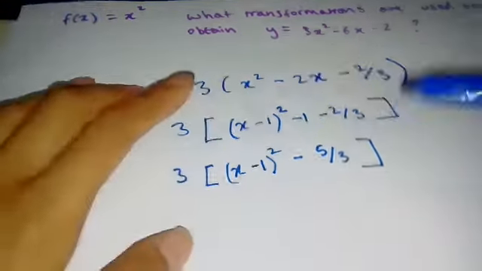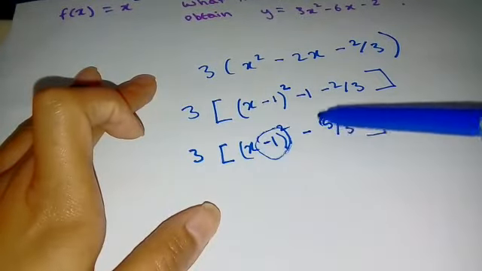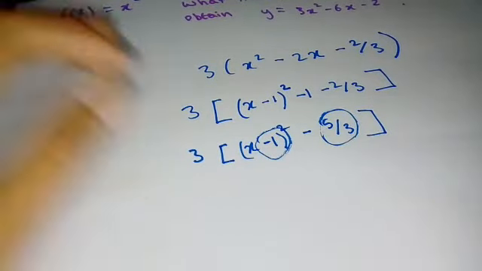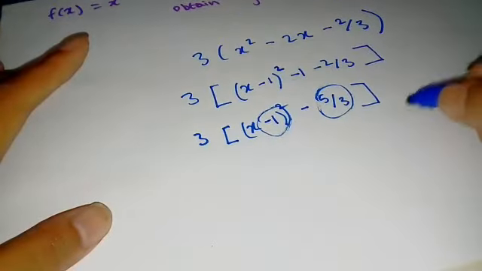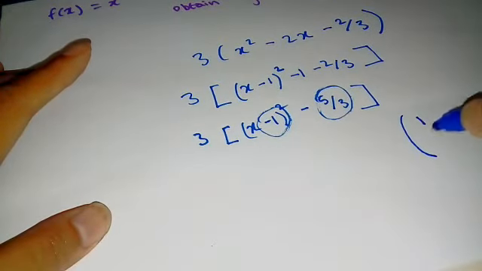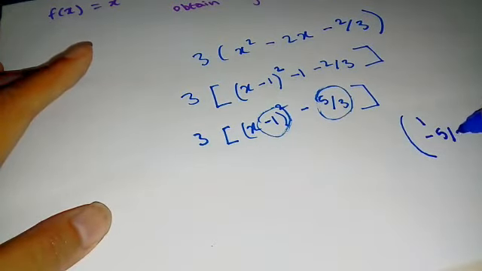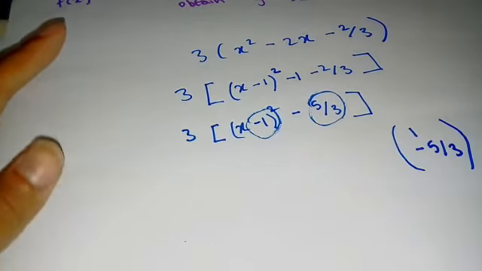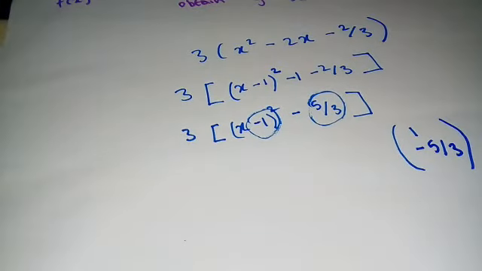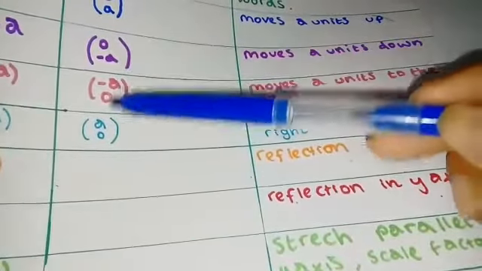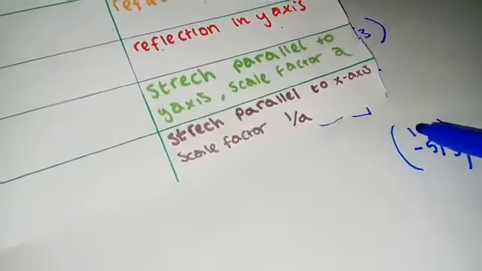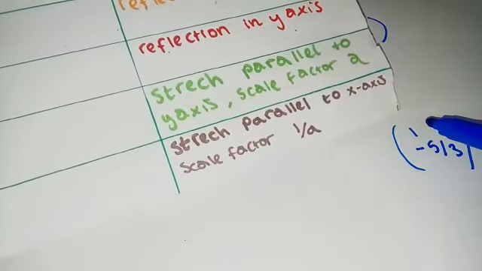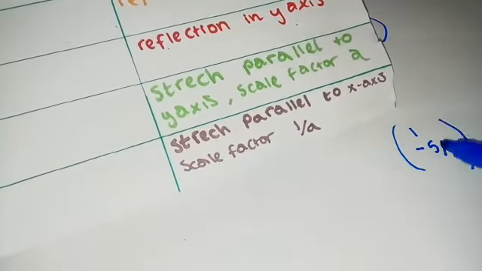First of all, you look at this number and this number. This can be used to write the vector for the transformation. Now if we look back at our rules, then you'll see that this is basically, you're going to move 1 unit to the right, followed by -5/3 units down, as you can see in the rules.